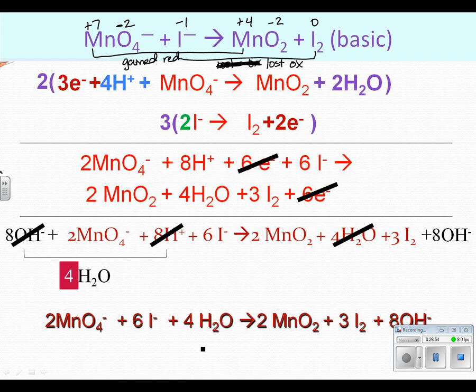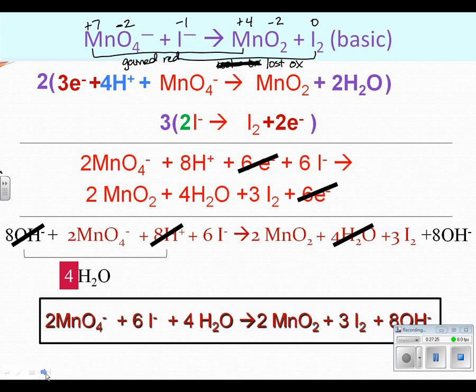Okay? So that would be my final answer of 2 MnO4 minuses, which is permanganate, plus 6 iodine ions, plus 4 waters gives me 2 manganese dioxides plus 3 iodines and 8 hydroxides. All right. Now, that's a whole lot of stuff, and we've probably done most of class at this point.